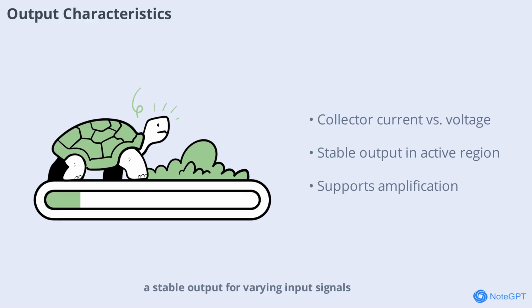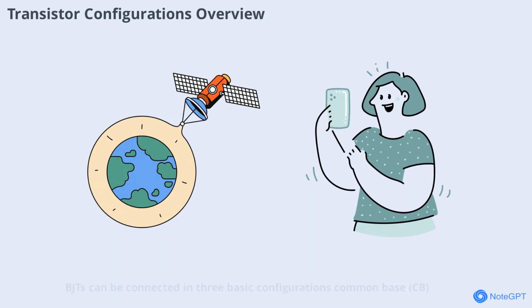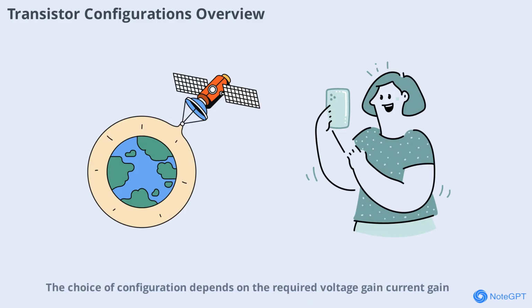for varying input signals. BJTs can be connected in three basic configurations: common base (CB), common emitter (CE), and common collector (CC). Each configuration has unique input and output characteristics as well as different applications. The choice of configuration depends on the required voltage gain, current gain, and input-output impedance. Let's explore each configuration in detail to understand their strengths and weaknesses.